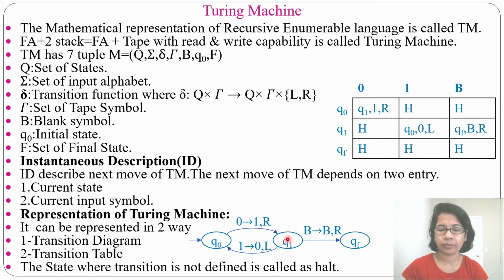Next for Q1, from Q1 by 0 there is no transition, write halt. Then from Q1 by 1, 1 will change to 0 and it will move to left, so just write Q0, 0, left. Then by blank it goes to final state and blank changes to blank and it moves to right, so just write down QF, blank, right. Next from QF, from final state there is no transition, so by 0 it is halt, by 1 it is halt, by blank it is halt. Always from final state there will be no transition, it will be halt for any input or blank.